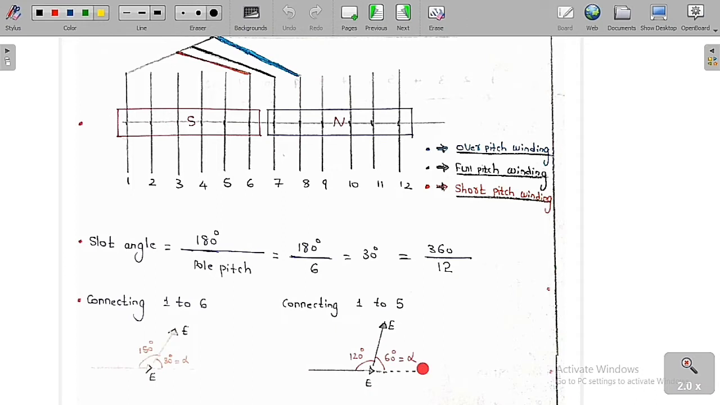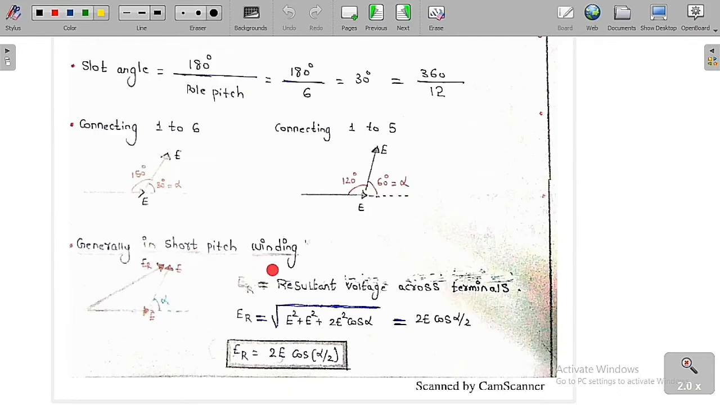So this is for the one case and this is for the other case. Now we will discuss what generally happens in a short pitch winding. Suppose E is the EMF induced in the first conductor, and this is the voltage induced in the last conductor of the short pitch winding connection that you prefer. And alpha is the angle between these two vectors. Then what is the resultant voltage? By the parallelogram principle, ER is equal to the square root of E square plus E square plus 2 E into E cos alpha.